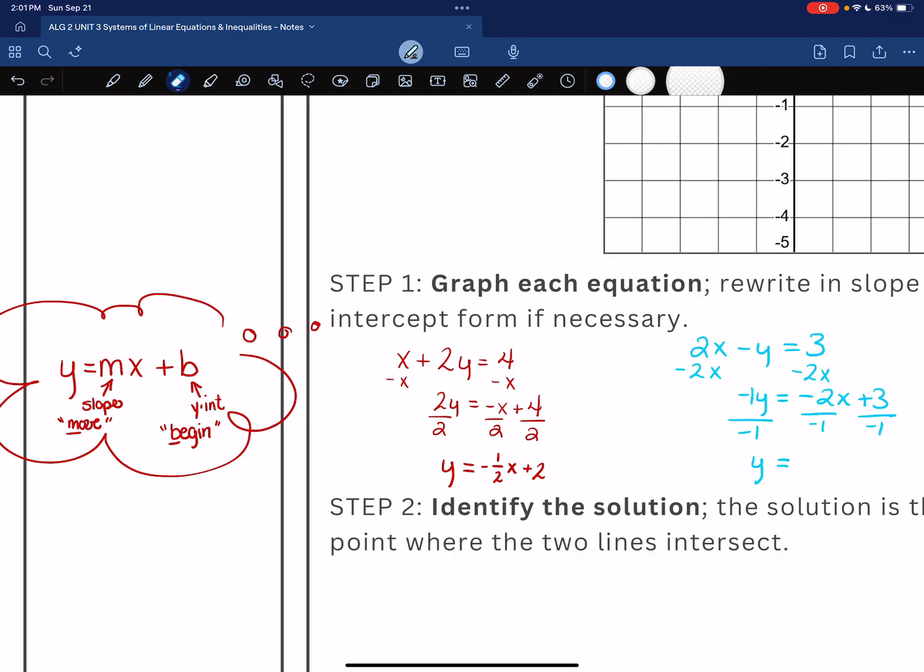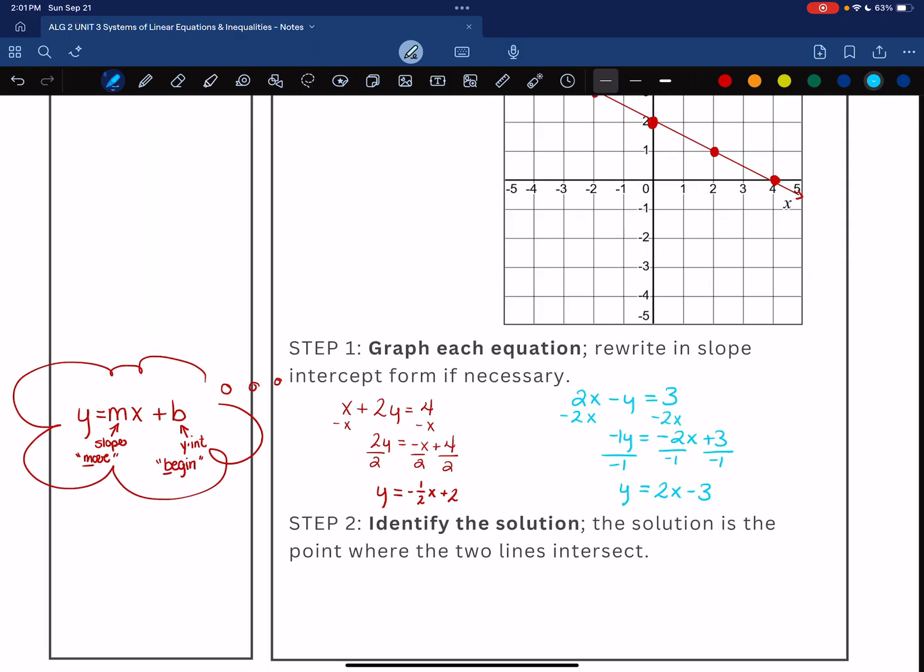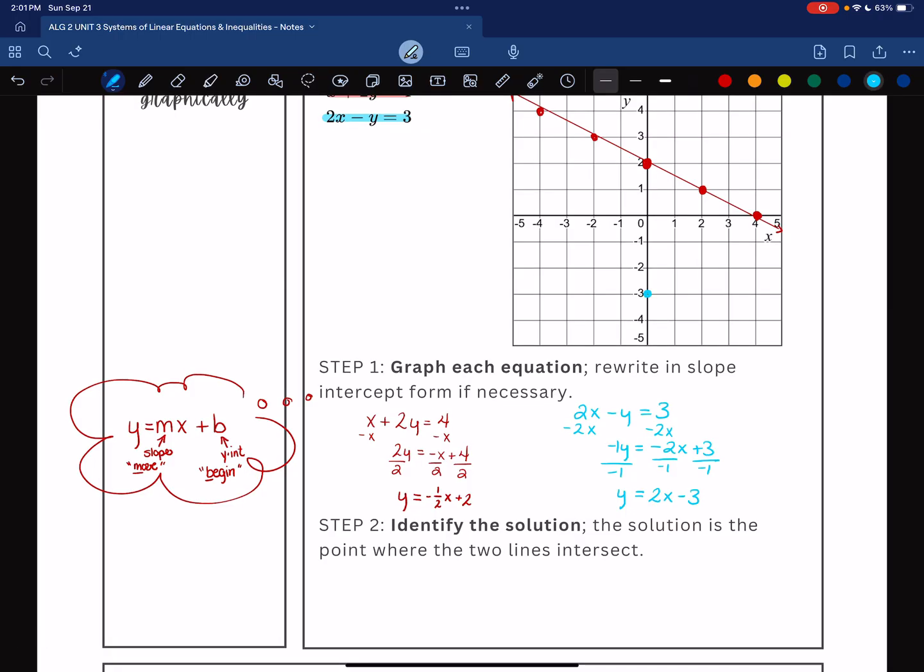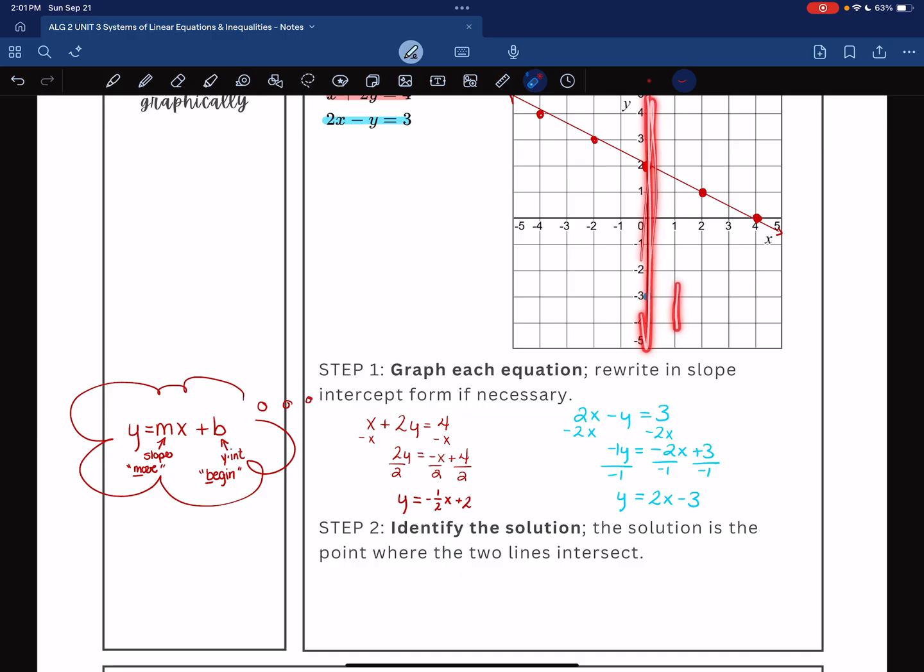A negative divided by negative is going to give us a positive 2x. And a positive divided by negative is going to give us a negative 3. So we begin at our b value. That is negative 3 on the y-axis. And y'all, it's called the y-intercept. Y-intercept. And so you need to graph it on the y-axis here, not on the x, please.